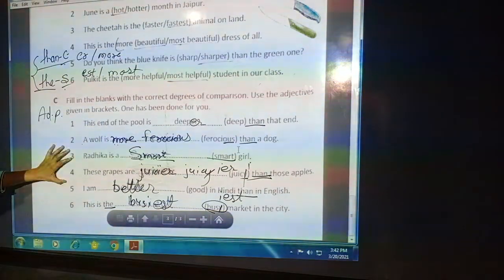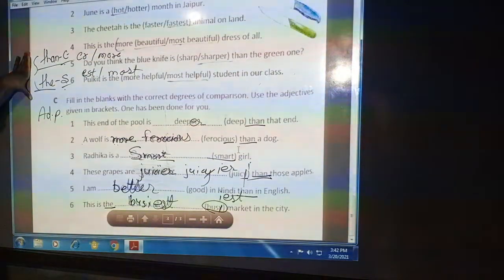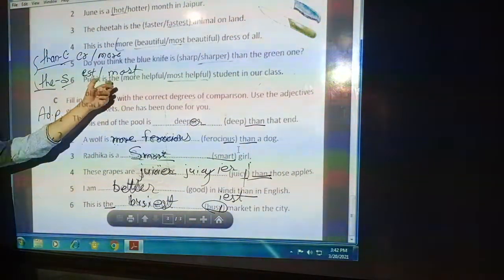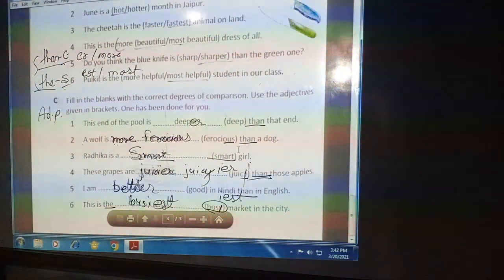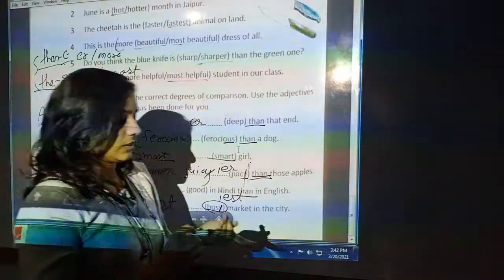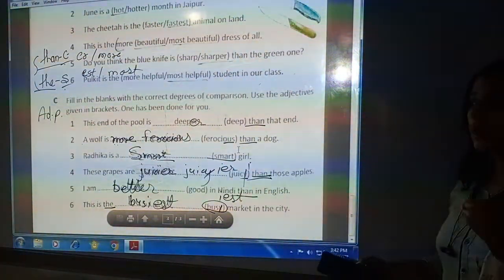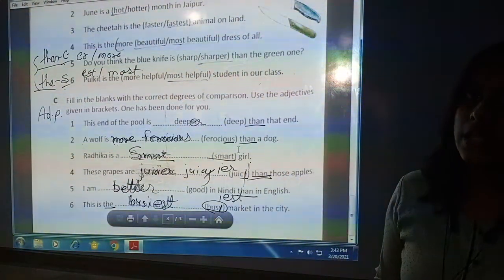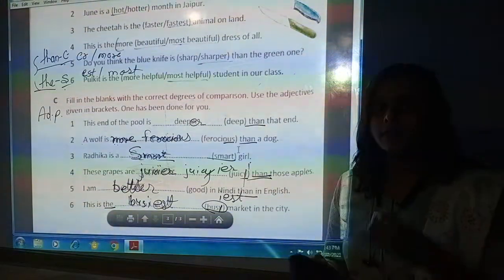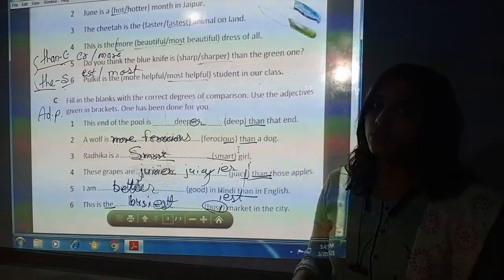Clear? So in this way, first thing, in this way you can identify the degree, and in this way you can change the form of adjective according to the degree. So the quality of noun can be described by using degrees of comparison of adjective between two or more nouns.